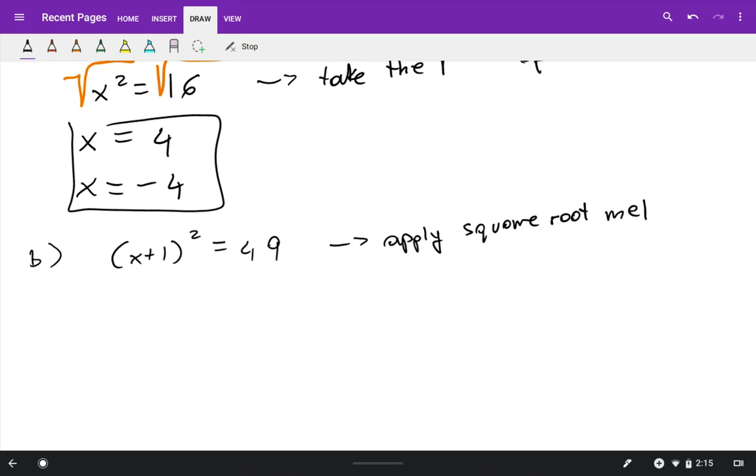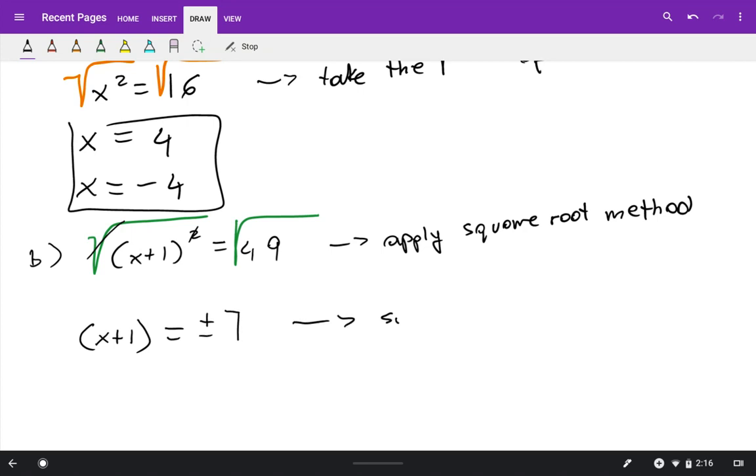Also, how are you going to know it's a good idea to use square root method? You have a perfect square on the right side. 7 to a second power is 49. So you can just take the square root of both sides. So look what happens, square root of x plus 1 to a second power. Technically the second power and square root undo each other, so you will end up only with x plus 1. And the square root of 49 is positive and negative 7.